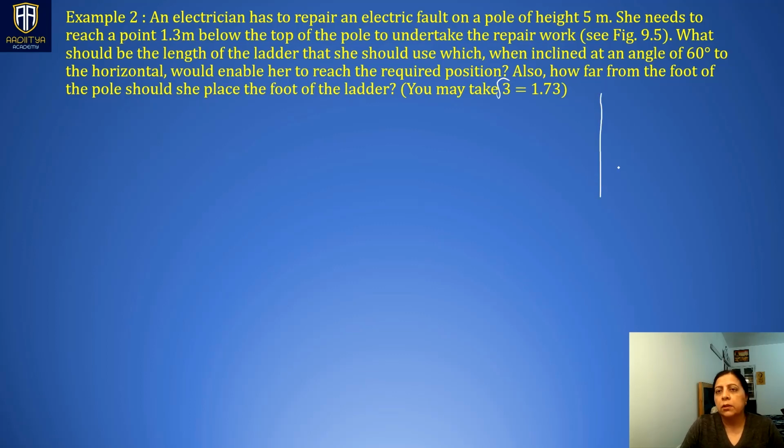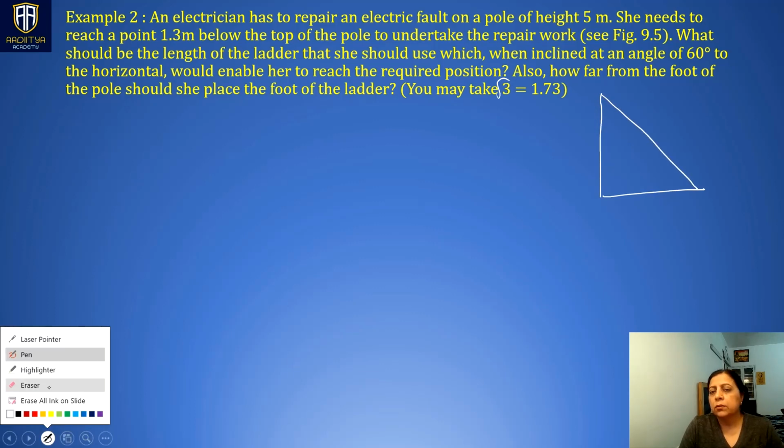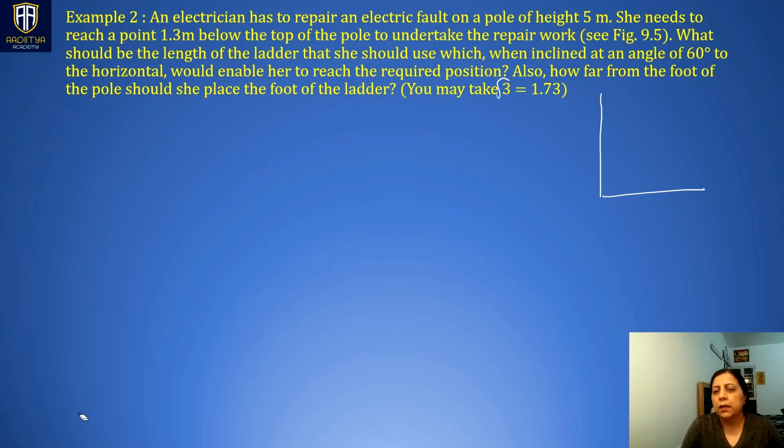See, in this question, electrician has to repair an electric fault on a pole of height 5 meters. Right. So, see, this is the height of the pole. Height of the pole is 5 meters. Right. But she needs to reach a point 1.3 meter below the top of the pole. That means she has to reach here. She is not required to reach at the top of the pole. She has to reach a point which is 1.3 meter below the top, right here.